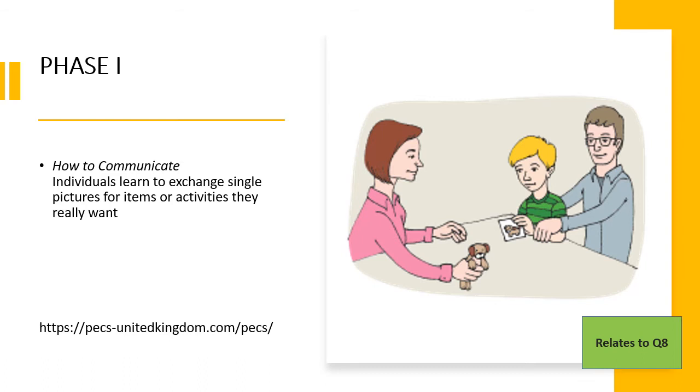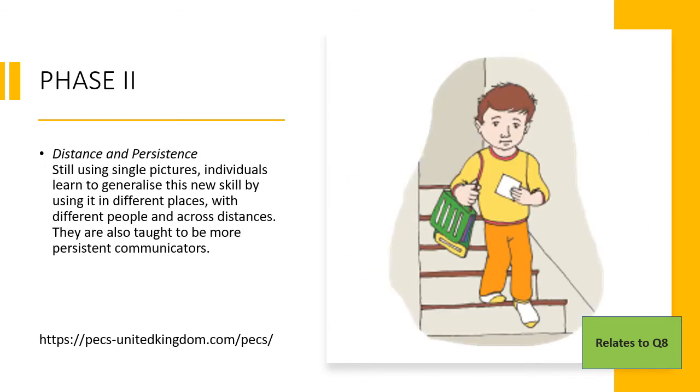So phase 1 is how to communicate, and individuals learn to exchange single pictures for items or activities they really want. Phase 2 is about distance and persistence. So still using single pictures, individuals learn to generalize their new skill by using it in different places, so with different people and across distances. So they're also taught to be more persistent communicators.